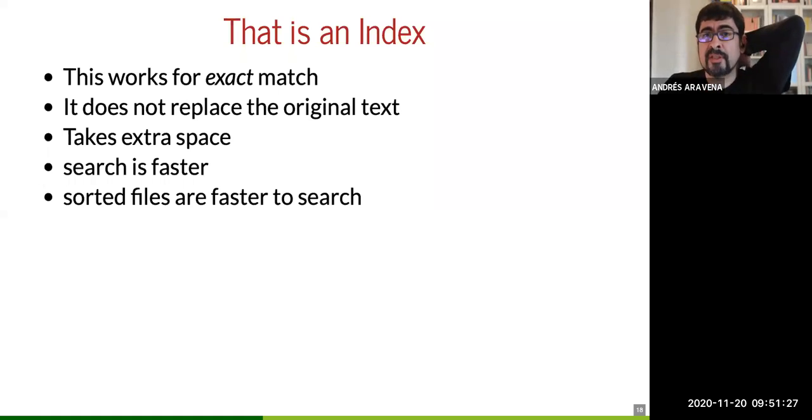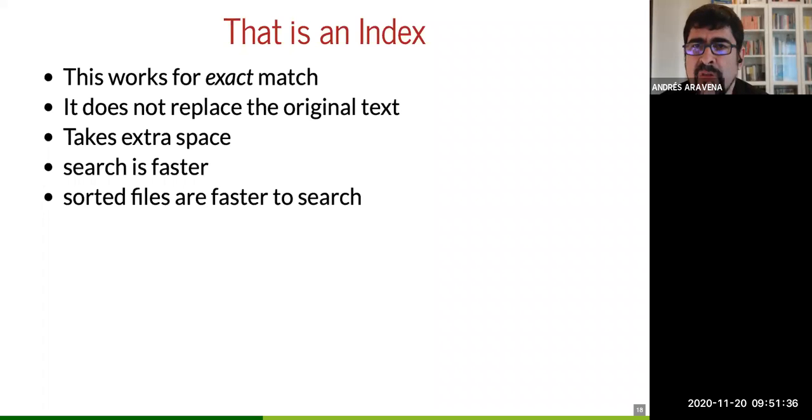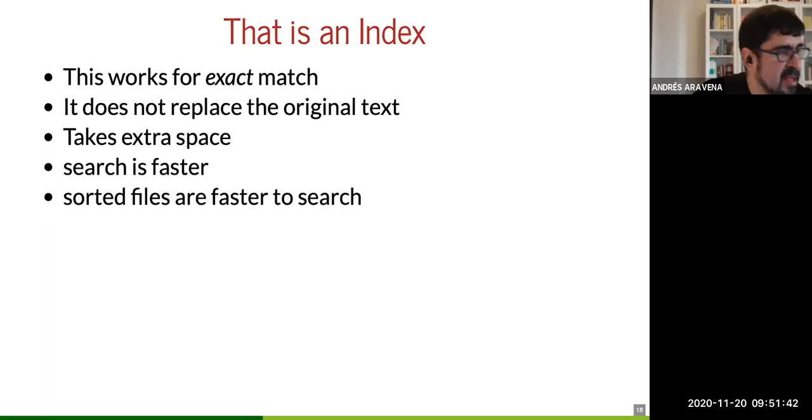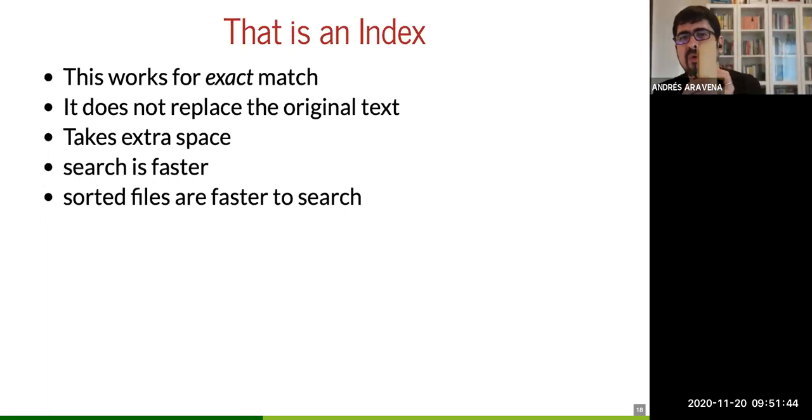It works for exact match. It has to be exact to work the way that we're doing. This index is not used instead of the original text. We still need to have the original text. It's the same as the index in a book. You still need to have the book. The index is an extra. It takes a few pages. It's not the book, it's a complement to the book.